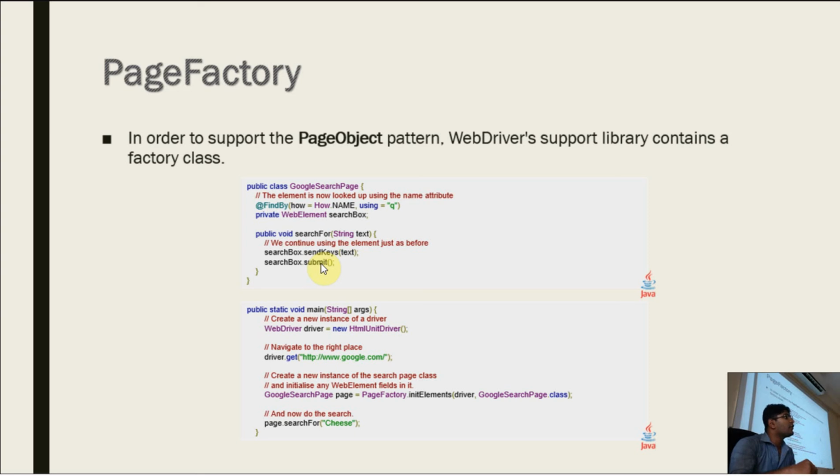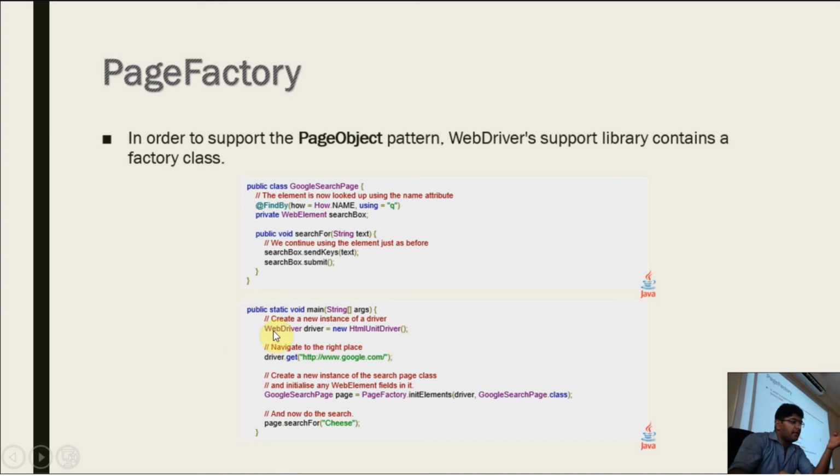Likewise, we don't need to worry about finding elements. Like in real life, when it comes to the Google home page, we have a search box, and that's why we have mentioned the search box here. Then the functionality is searching for a text. So we are entering the text into that text box and submitting. That's the action.